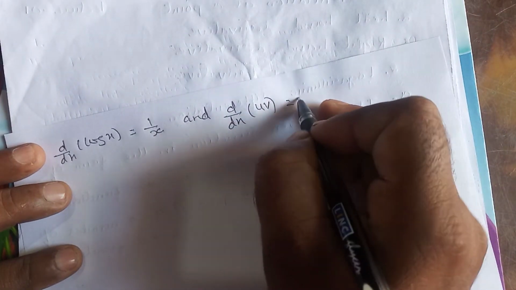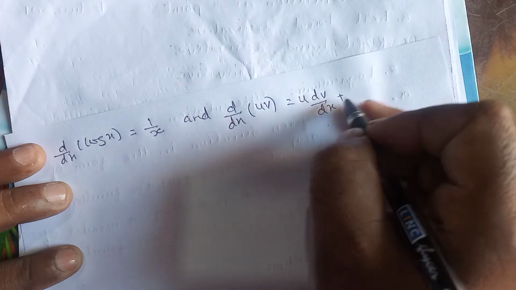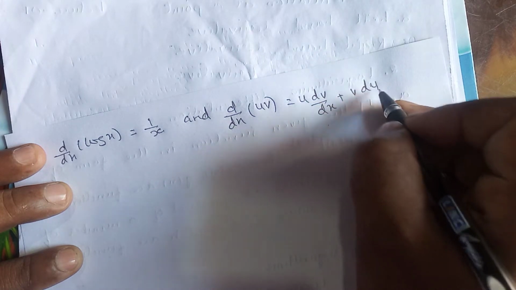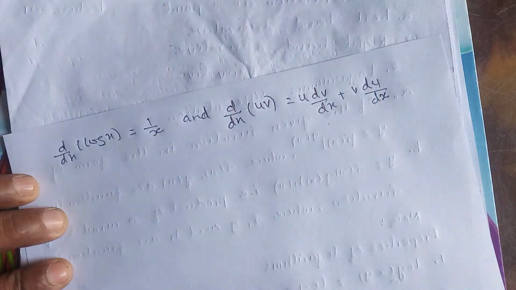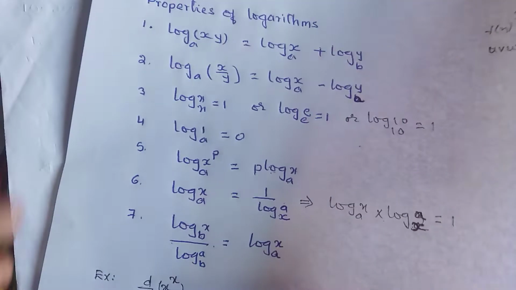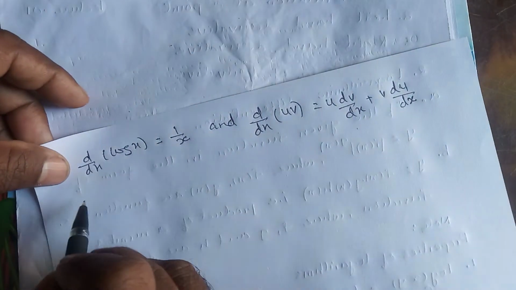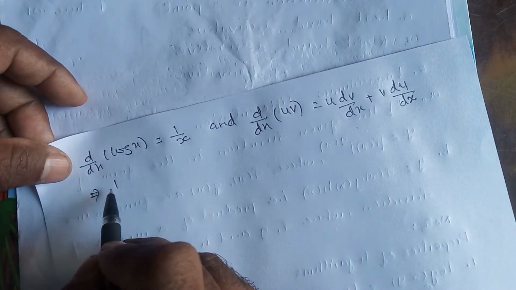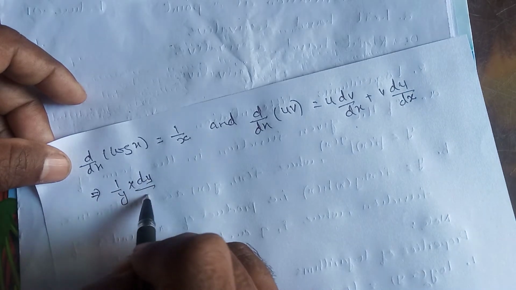Formula you know already: u dv by dx plus v du by dx. These two formulas are applicable on the left hand side as well as the right hand side. Here log y is there, so first derive with respect to x. The derivative of log x is 1 by x, so we write 1 by y, again dy by dx.